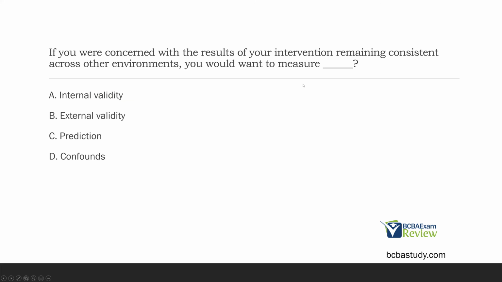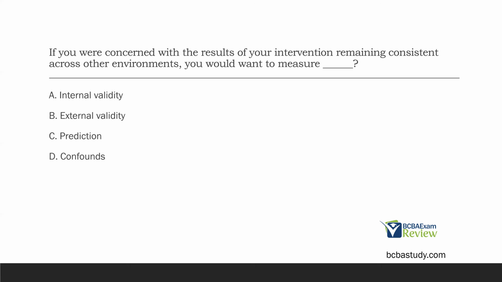If you are concerned with the results of your intervention remaining consistent across other environments, you would want to measure what? All right. So thinking about the results of our intervention. When we do an intervention, a lot of times it's in a controlled environment, a clinic environment, let's say. You control all the variables. Maybe your intervention is effective. We want to know, though, is that intervention going to work in school? Is it going to work in public? That's what we're concerned with, right? So what are we going to measure?